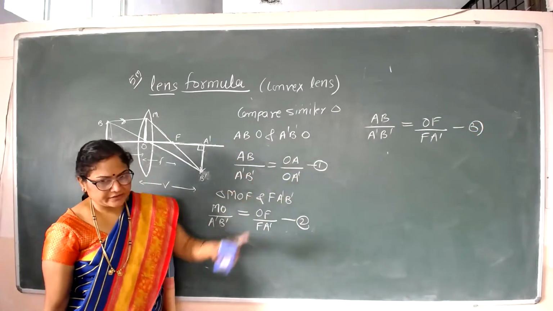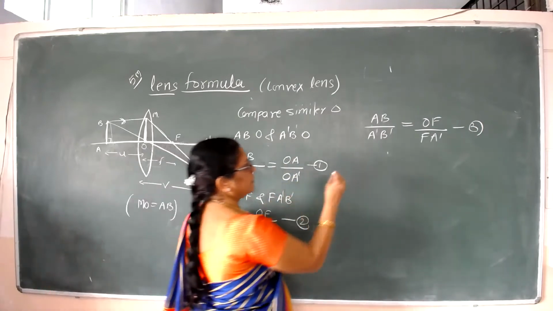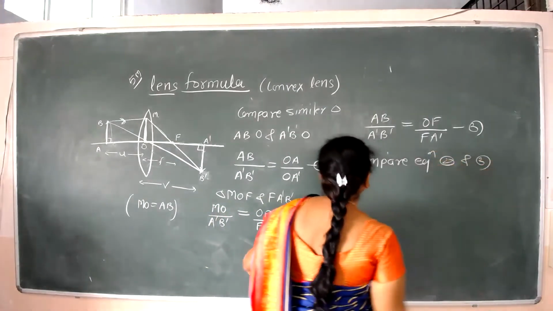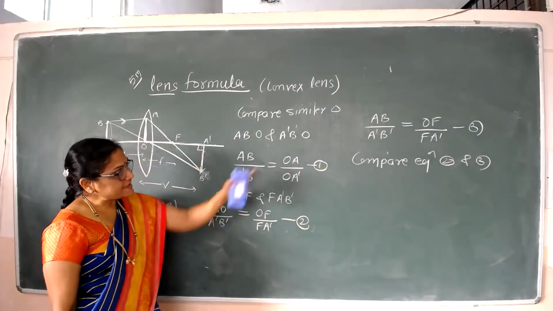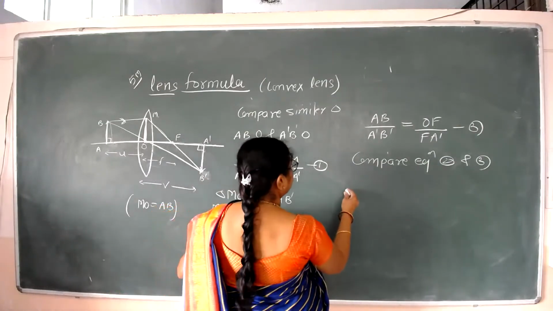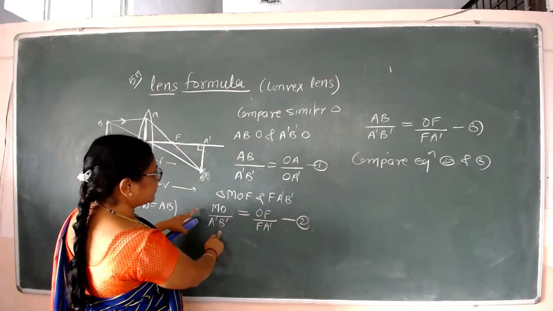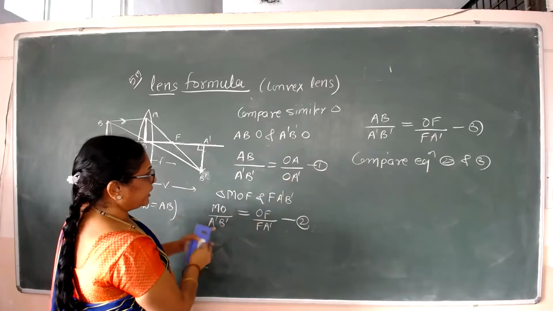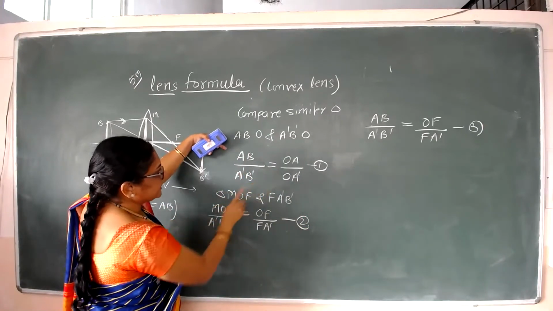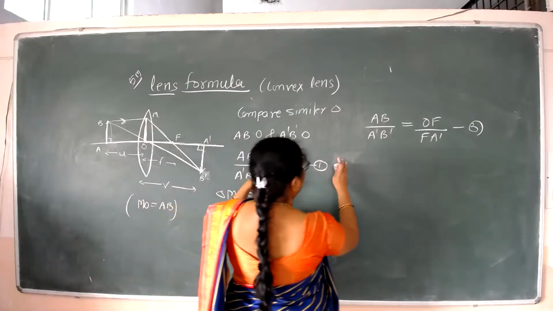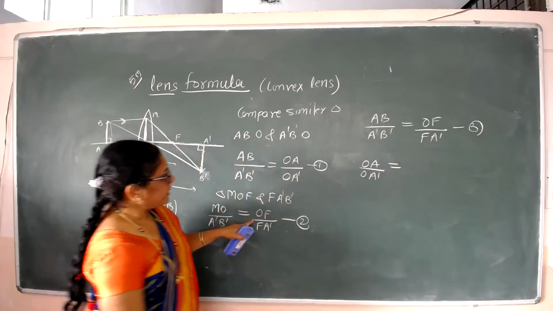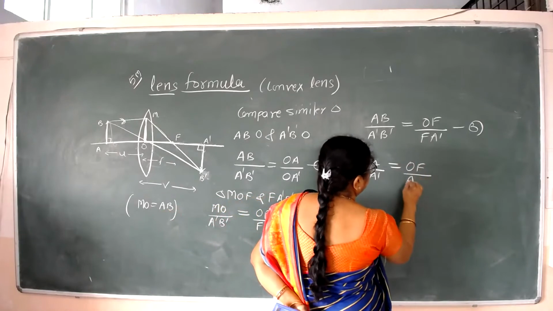Then compare equation 2 and 3. When we compare equation 2 and 3, one side is the same, so the other side is also the same. Therefore, MO divided by A'B' is equal to OF divided by FA'. Then we compare the equation. One side is the same, so the other side is also the same. That is OA divided by OA' is equal to OF divided by FA'.